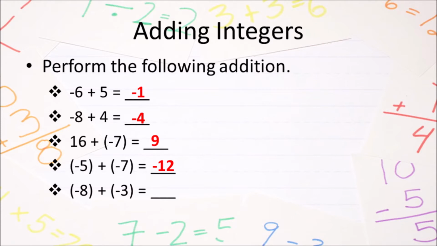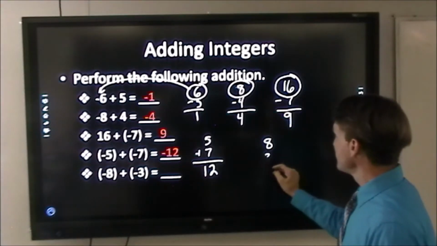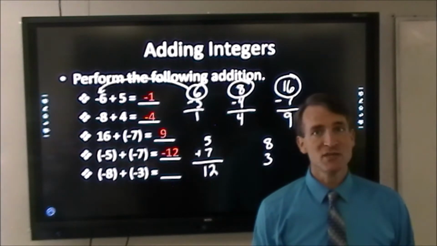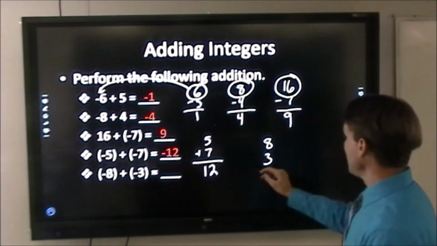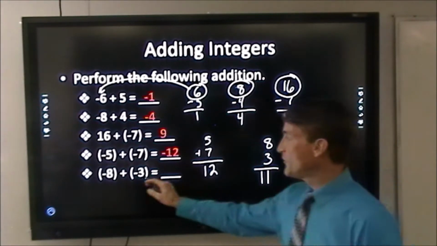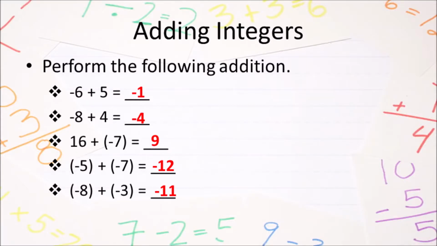Negative 8 and a negative 3. Same sign, I need to find the sum. So one of my numbers is an 8, the other number is a 3 when I use the absolute values. I add those together, I get 11. Since both of them were negative, my final answer is negative 11.